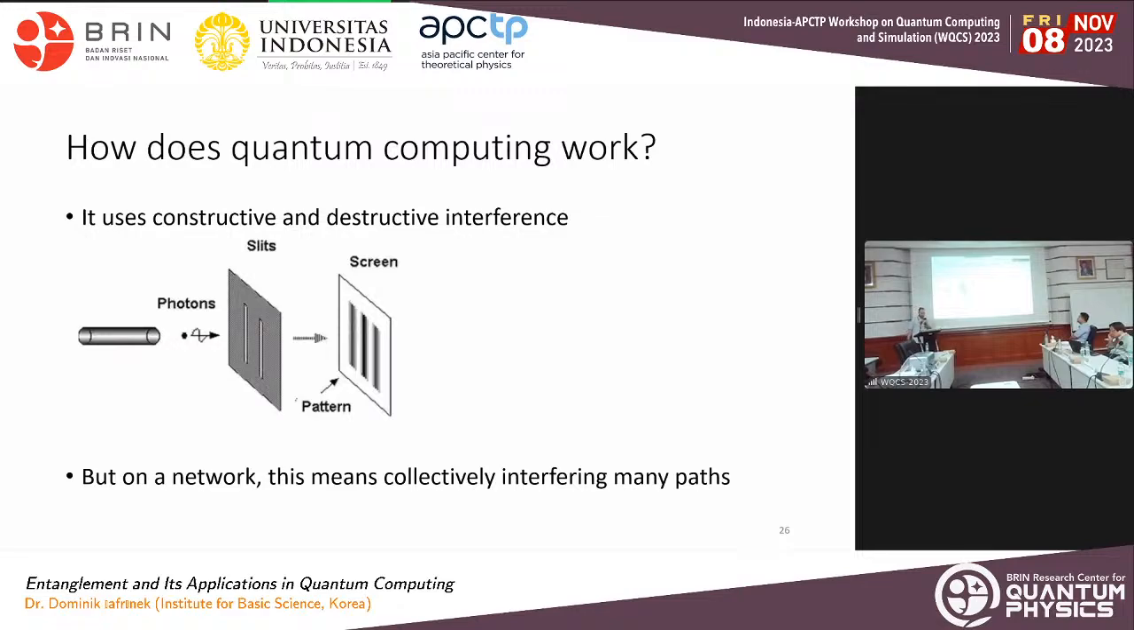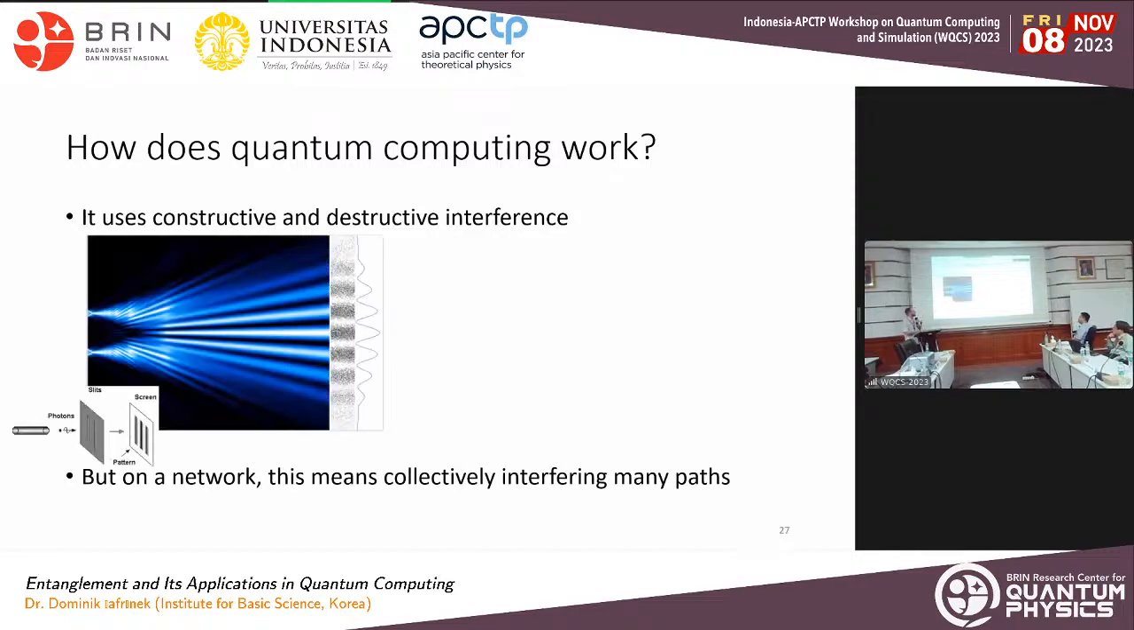So how does quantum computing work? Just to give you some intuition about it, it uses constructive and destructive interference. You probably know the double-slit experiment. You have some photons, or electrons, and they go through a double slit. Once they go through, you will see an interference pattern behind. This is called interference. You have paths coming from the first slit and the second slit, and you get these stripes here, because these paths interfere.